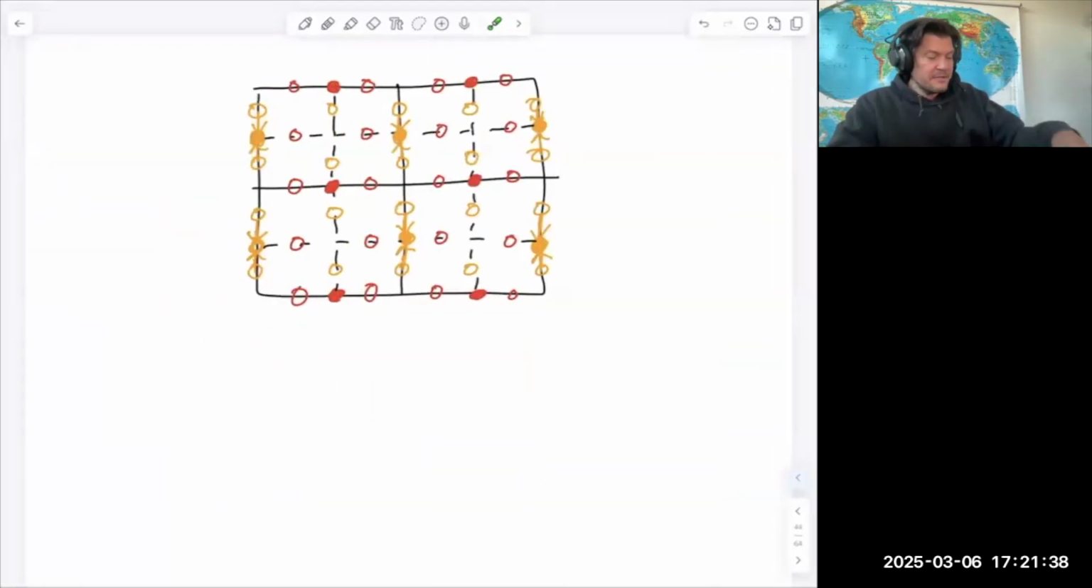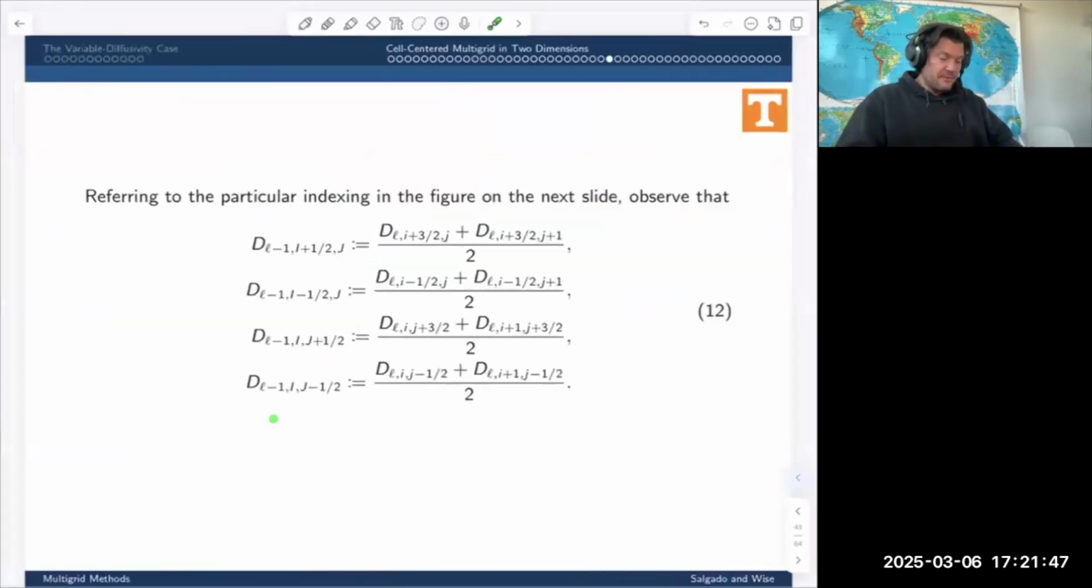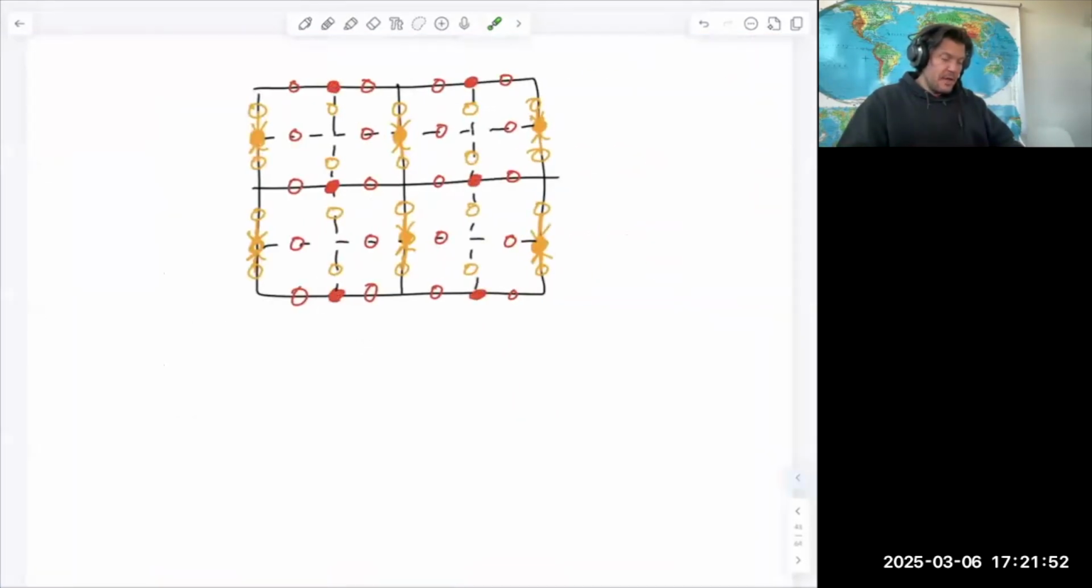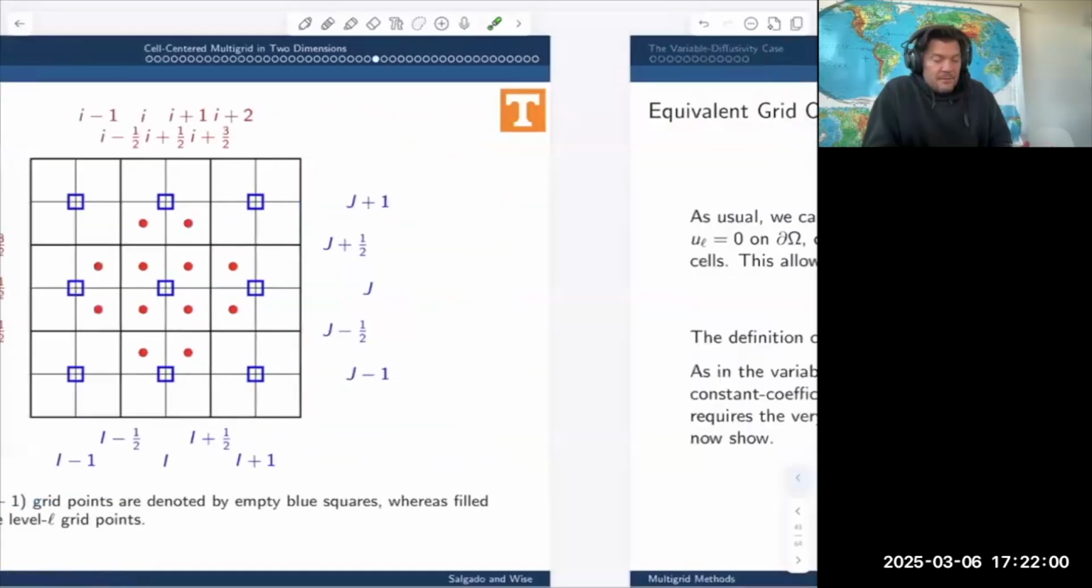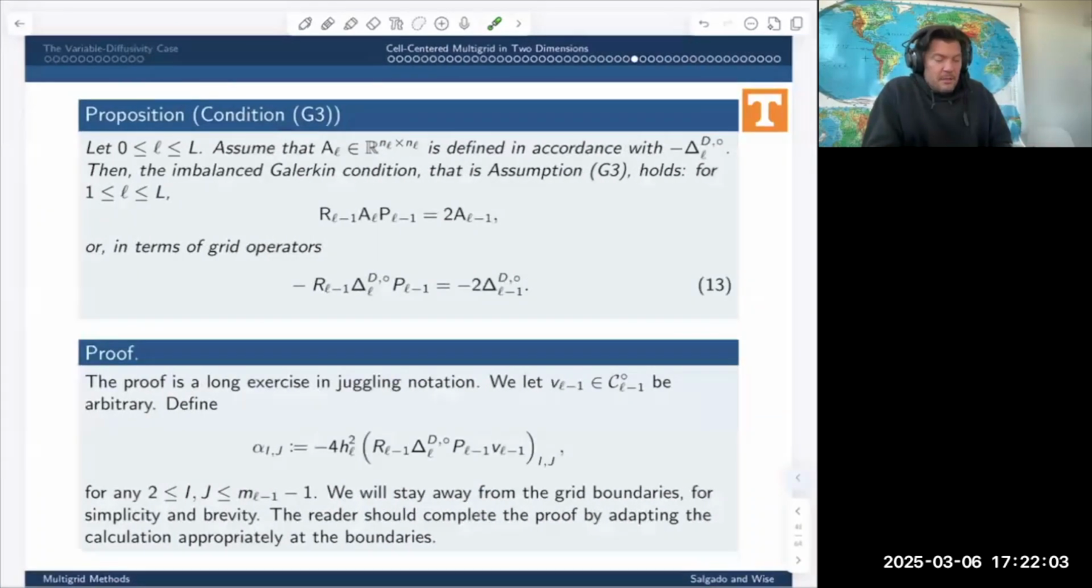This figure, I need to get this figure into the book because I think that really explains nicely how the restriction, which is defined through this procedure for the diffusion coefficient, works. And again, the reason why I'm bothering to do this is because if I don't, there's no way I can be guaranteed that my imbalanced Galerkin condition holds. And if the imbalanced Galerkin condition doesn't hold, then I have no hope on earth that my multigrid method can converge. So, well, at least theoretically.